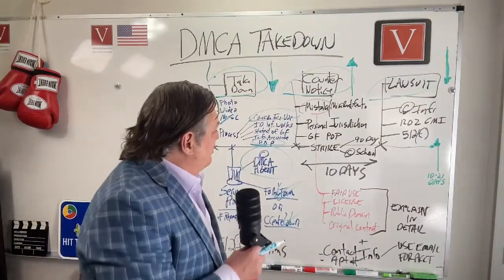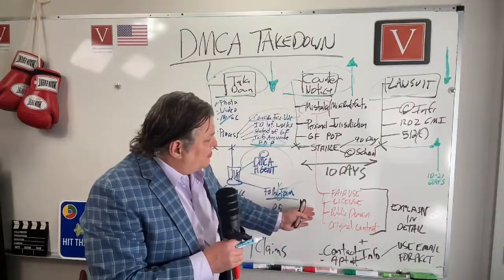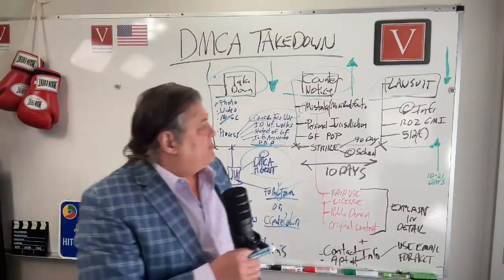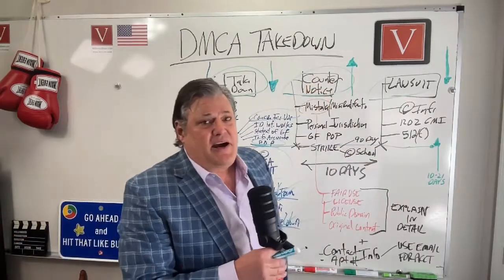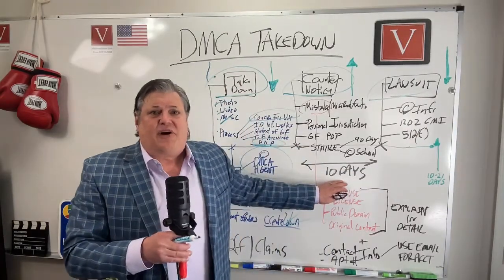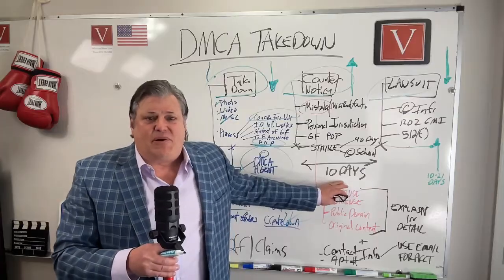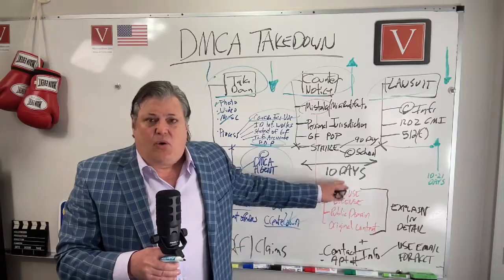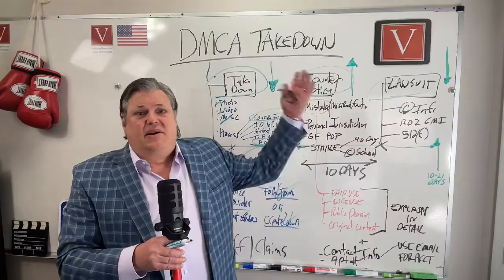So it's not fun. But if you file the counter notification, it goes back to the other party, and the content goes back up. The other party has 10 days. I have it right here: 10 days to either file a federal court copyright infringement lawsuit or do nothing. If they do nothing, the image is back up.